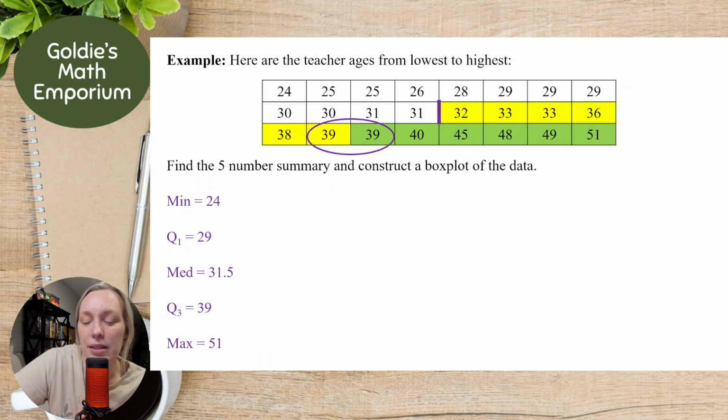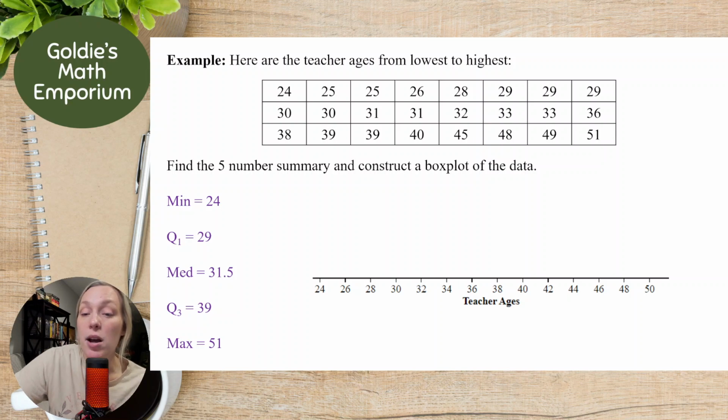Okay. So we have our 5-number summary. Now we can make our box plot. So I'm going to make our graph. I have to go from 24 to 51. So I go by twos. And then I guess if I wanted to, I could also mark off 52 actually to be consistent.